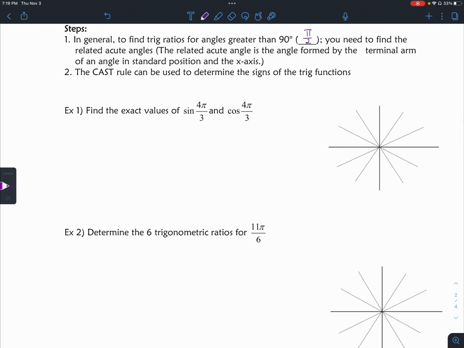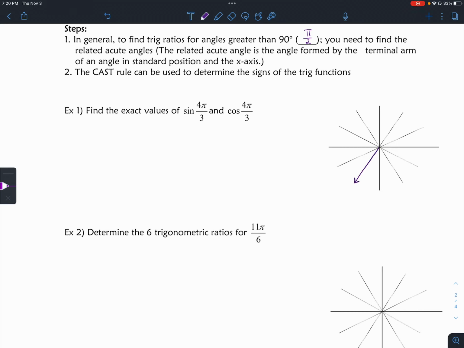Okay, so let's try to evaluate these. We're going to try to find the exact values of sine of 4 pi over 3 and cosine of 4 pi over 3. So what we need to do first is sketch the angle. 4 pi over 3 is slightly bigger than pi. It's slightly bigger than 3 pi over 3. So 3 pi over 3 is pi, which is 180 degrees. If we take 3 pi over 3 and add pi over 3 to it, we get 4 pi over 3. So that tells us that we are here.